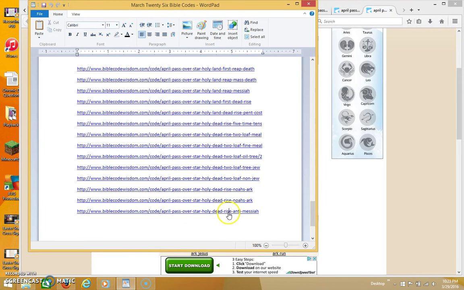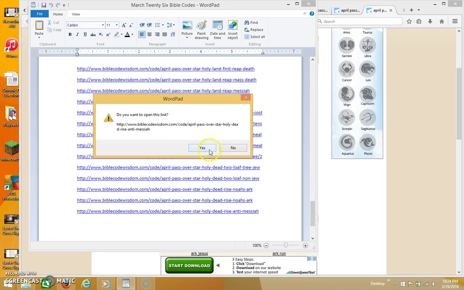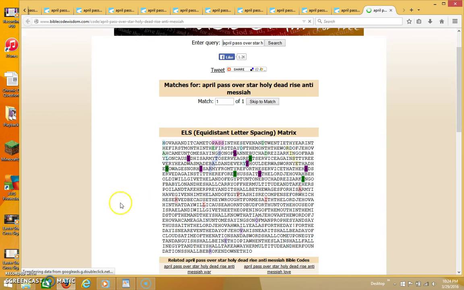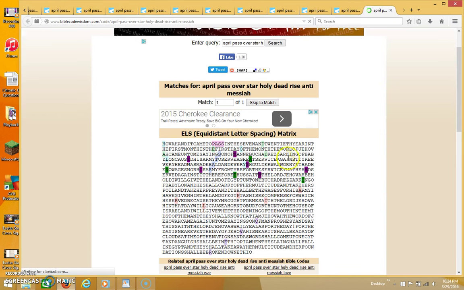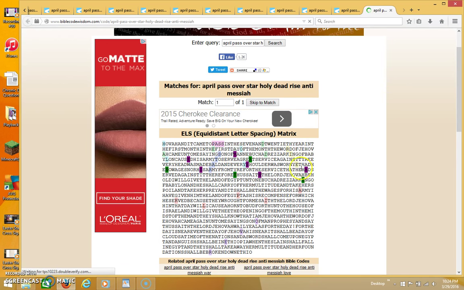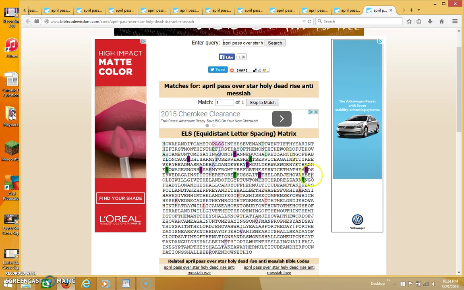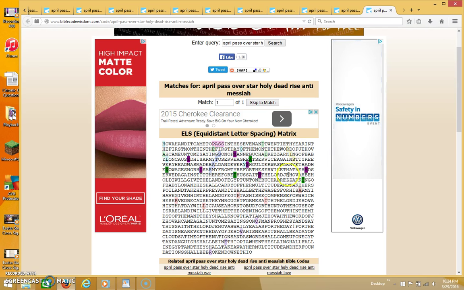Okay, and then, since the Messiah is coming, because of the word rise, I wanted to see if it was going to be the rise of the anti-Messiah as well, which I believe they both come at the same time. The true and the false will arrive at the same time. And sure enough, anti came up, meshed in with Messiah.